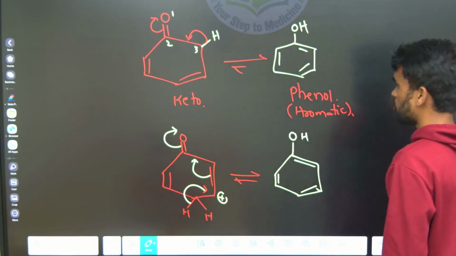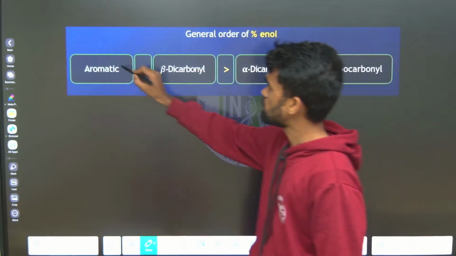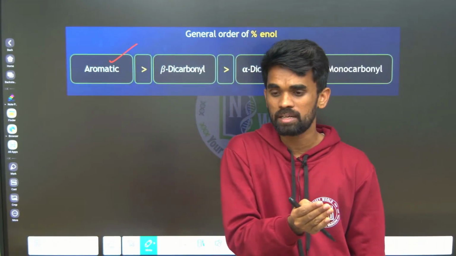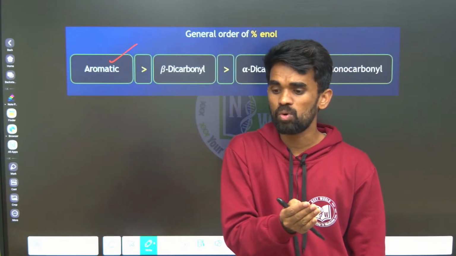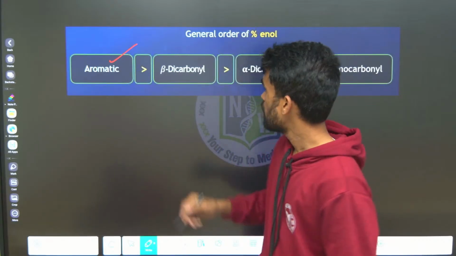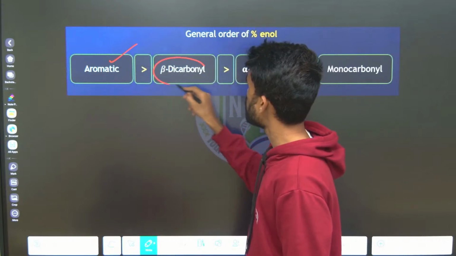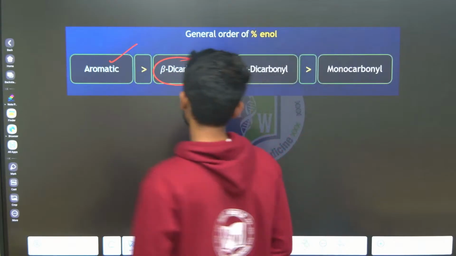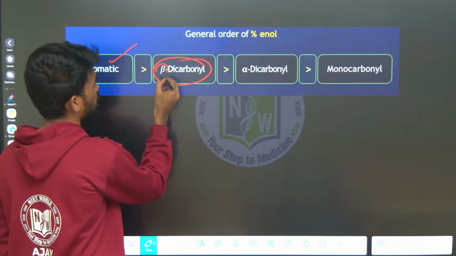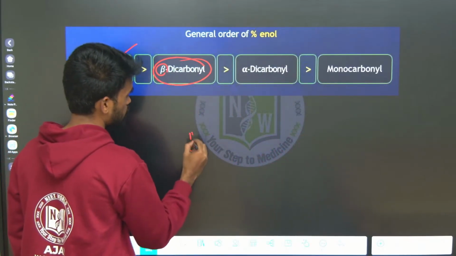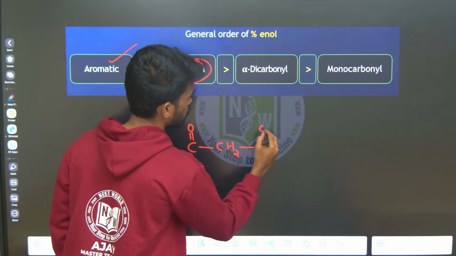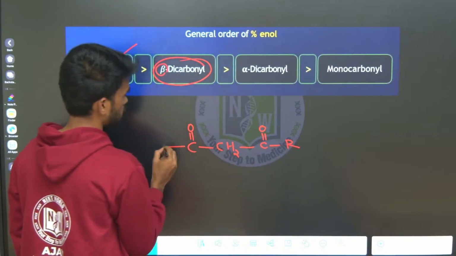So look at here, what are the factors I told you? First one is aromatic. If the respective enol formed is aromatic, then that will have the most enol content. Okay, and then next here we can see dicarbonyl compounds. What do we mean by dicarbonyl compounds? See, again specifically beta dicarbonyl. It means CO, CH2, CO, R group here, and some R dash group here.